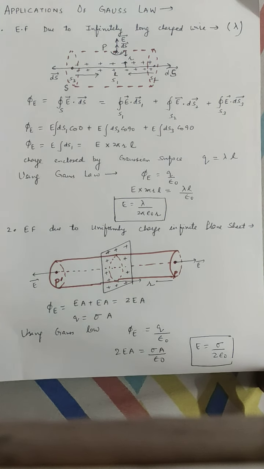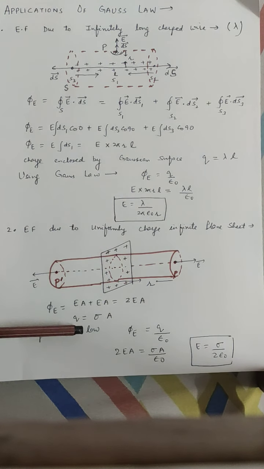As we all know, flux is E dot dS, that is E dS cos theta, and theta on both the sides P and P dash is 0, so cos 0 is 1. So it is E into A at point P and E into A at point P dash. We simply add it, so it becomes 2EA.